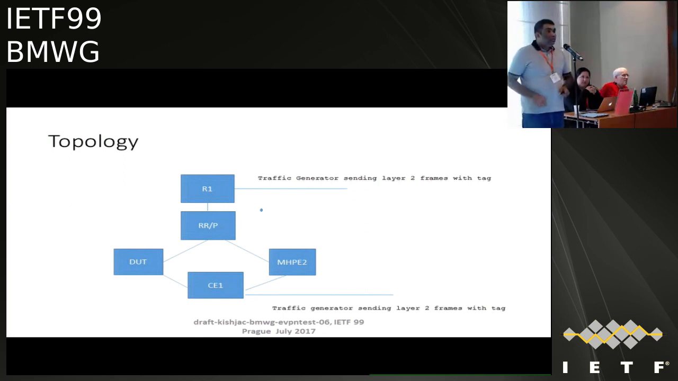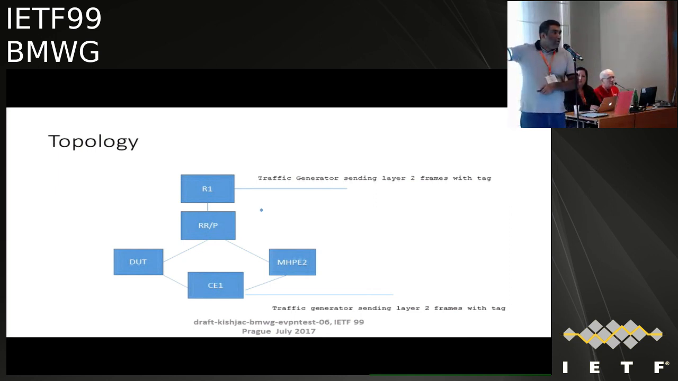Jimmy Tower, AT&T. To echo what Al said, I was a little confused. So the benchmarking is from the DUT to R1, bidirectional advertisement of the Type 2 route MAC/IP? This test is first, I'm discussing about the MAC.